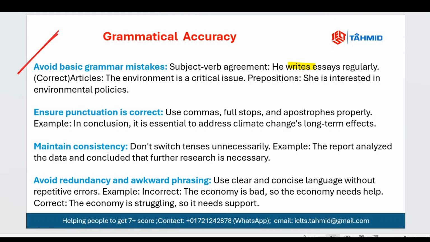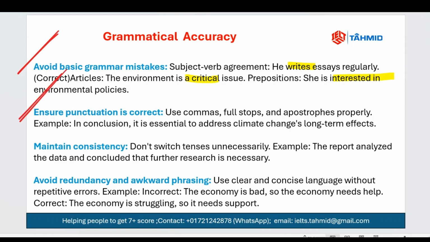In the case of articles, you need to put focus as well. The environment is a critical issue. So here, a critical is actually a good example of using the correct article. If you use the critical or an critical instead of a, that would be a mistake. Try to use correct prepositions as well. She is interested in environmental policies. In this case, interested and the preposition in go together. So it's really important that you put focus on basic grammar issues.